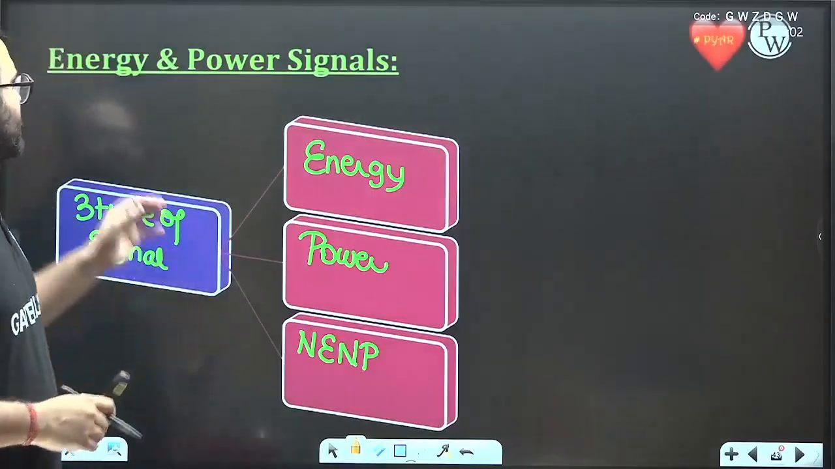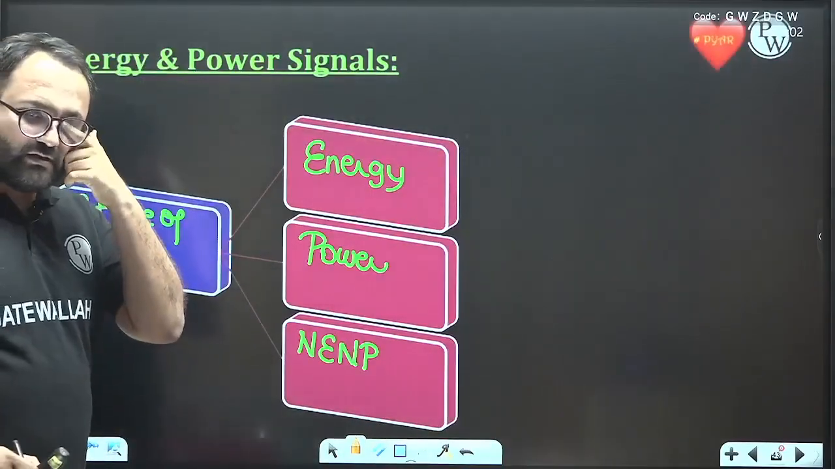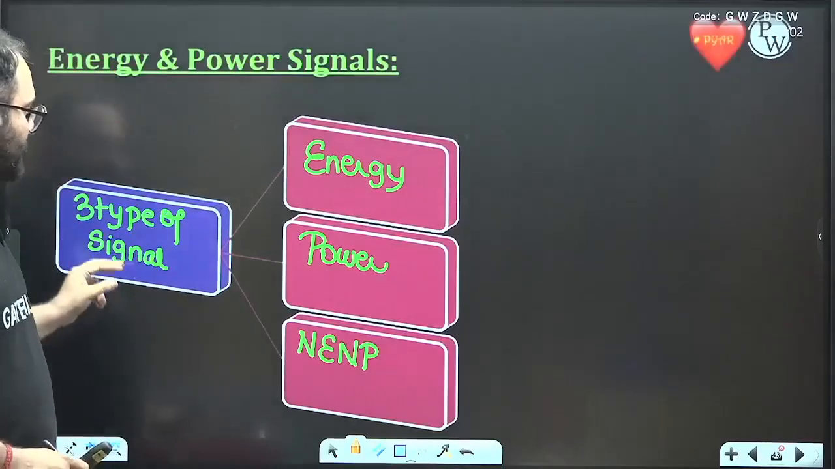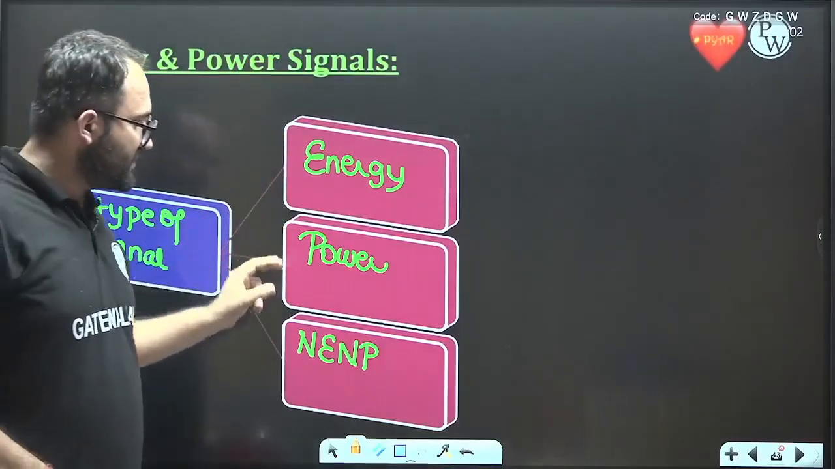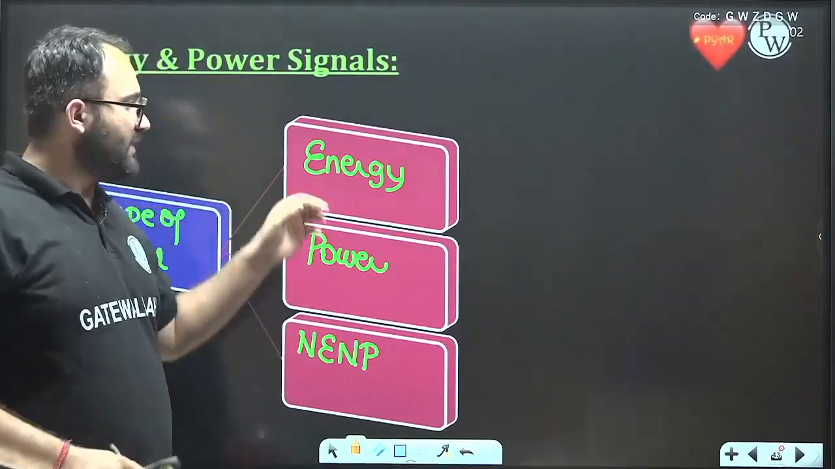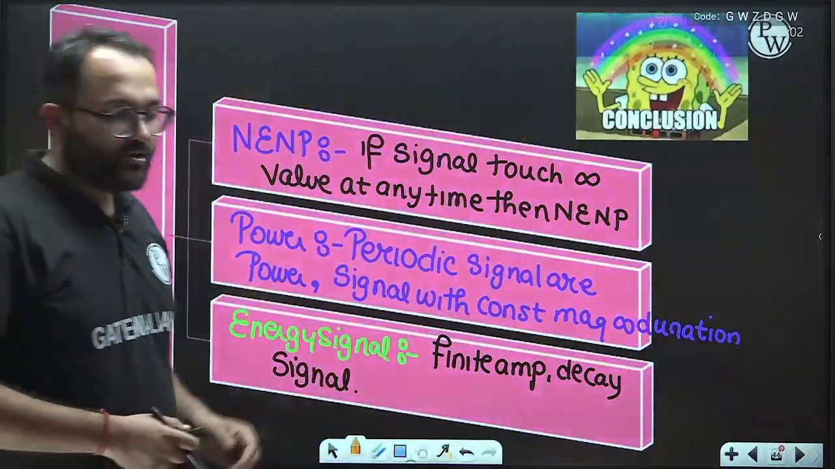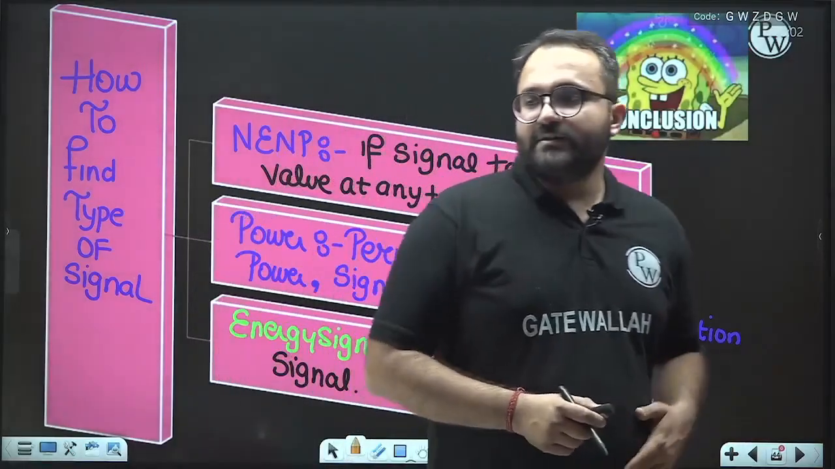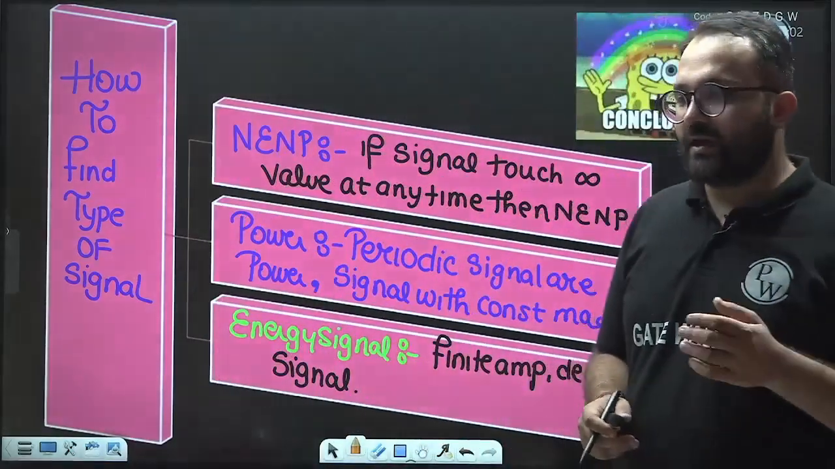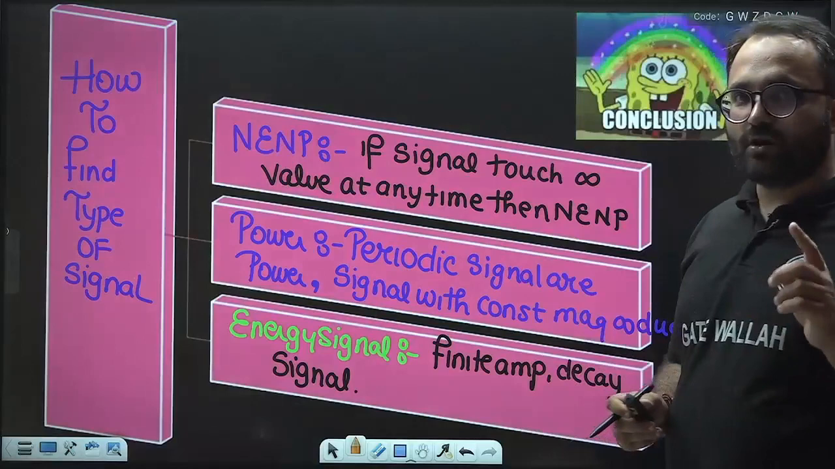So another classification is energy and power signal. Okay. So we have three types of signals: energy signal, power signal, and neither energy nor power signal. Okay. So the question format is how to find out the type of signal. The first is neither energy nor power.